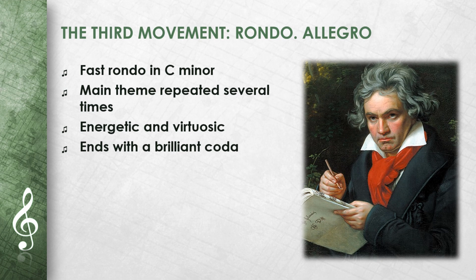The final movement is a fast rondo in C minor. The main theme is repeated several times, interspersed with contrasting episodes. The movement is very energetic and virtuosic. The piano and orchestra engage in a lively dialogue. Towards the end, the music modulates surprisingly to C major. The concerto ends with a brilliant coda. This movement shows Beethoven's humor and technical mastery.